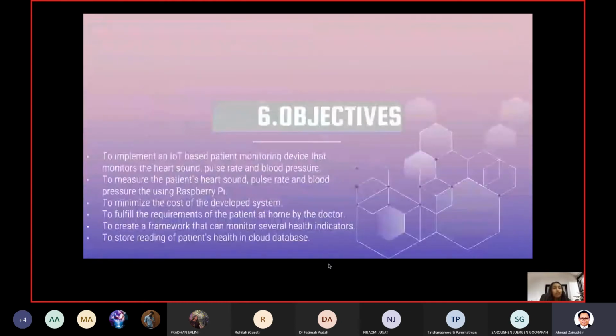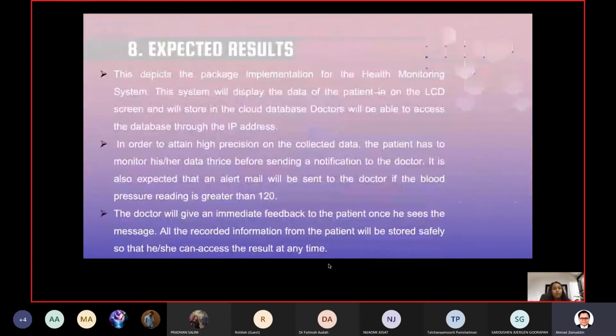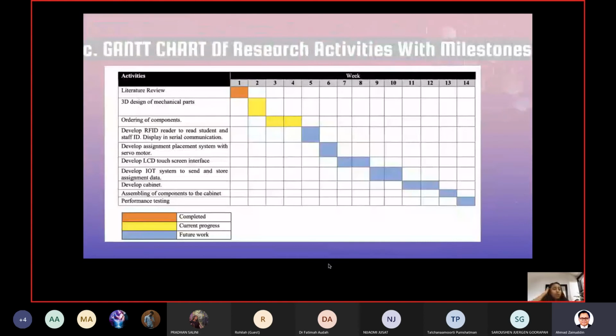And going back to the Gantt chart, here we have just finished the literature review, and we are in current progress where it's week 2, 3, and 4, where we've designed 3D design of mechanical parts and ordering components. We'll be doing that in the further notice.